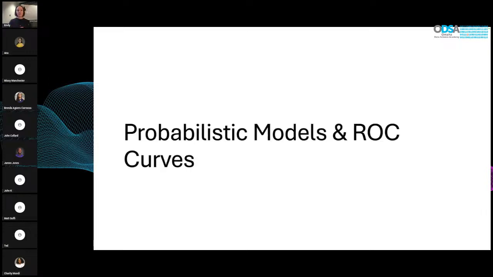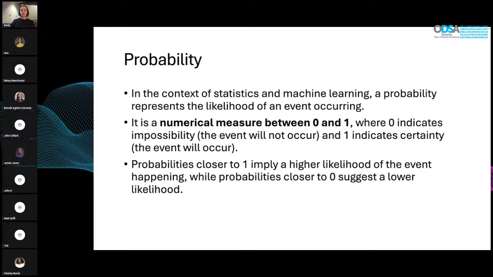Okay, probabilistic models and ROC curves. So probability in the context of statistics and machine learning. Sorry, I'm going to adjust one more thing on my main screen here. Forgive me. There we are. Just so I can see the next slide.